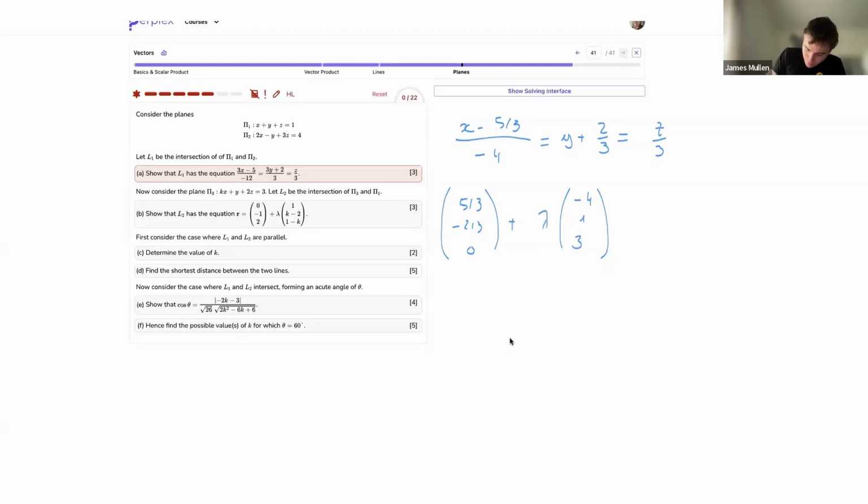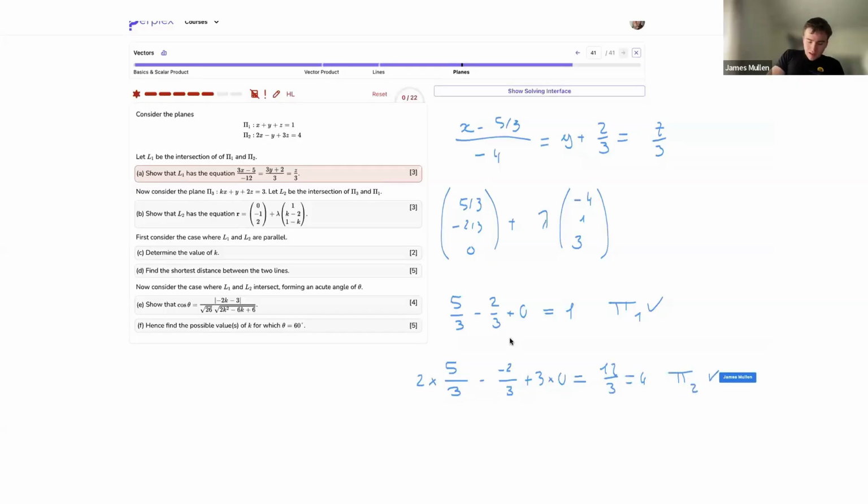If I take the point 5 over 3 and I plug it into the equation for pi 1, I get 5 over 3 minus 2 over 3 plus 0, and that does equal 1. And so pi 1 is satisfied, and that means that this point lies in the plane. So 5 over 3, negative 2 over 3, 0 lies in pi 1. If I plug it into pi 2, I get 2 times 5 over 3, minus negative 2 over 3, plus 3 times 0. That's going to give me 10 over 3, plus 2 over 3 is going to give me 12 over 3, which is equal to 4. And so pi 2 is also satisfied.